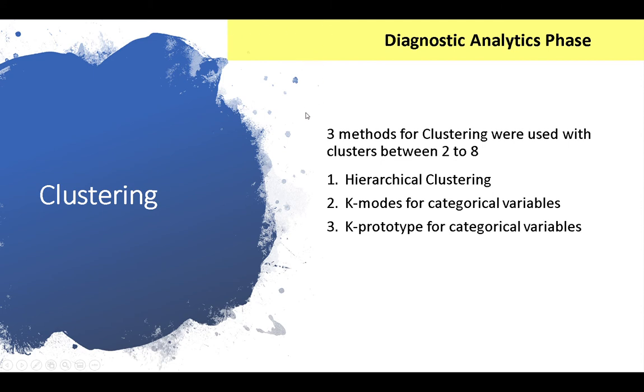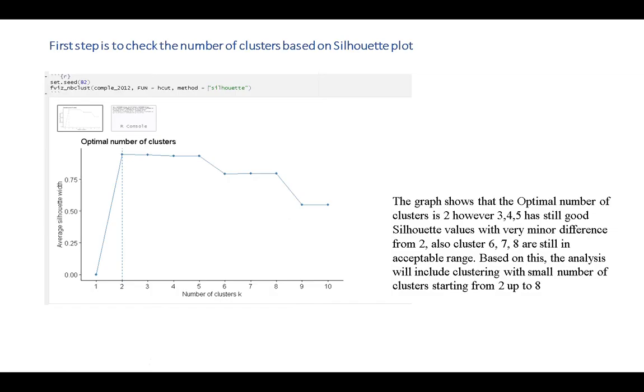Now we will enter into the diagnostic analytic phase, in which we built three models: the hierarchical model, K-modes, and K-prototypes. We use them because of the categorical variables within the data set. We built the K-modes and K-prototypes clusters between 2 and 8 just to make a full analysis. I will not talk about all the analysis in the presentation, but everything is within the file for the report.